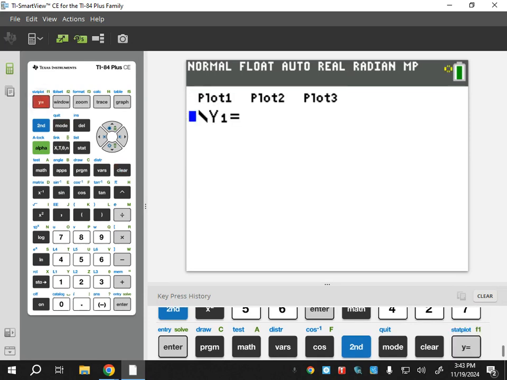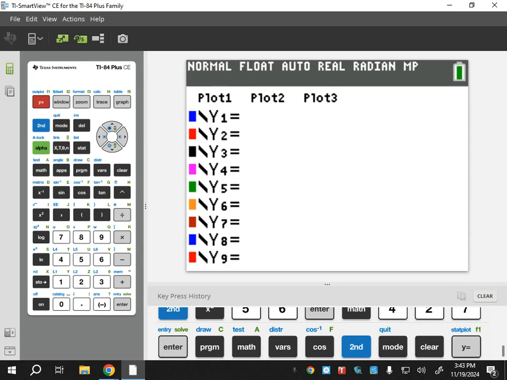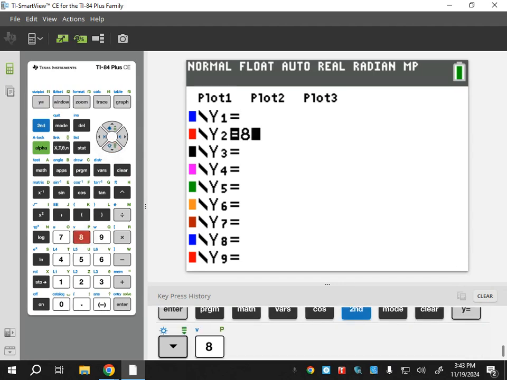So to graph, we're going to go to our y equals. One of the first things we want to check is that our y equals are all clear. We're graphing for the first time, we don't want anything in there. If there's just one thing there, like you've got an 8 there, you can just go over there and clear that out. That's no problem. If you've got a bunch of stuff, we would want to reset the calculator. I'll show you how to do that at the end of the video.